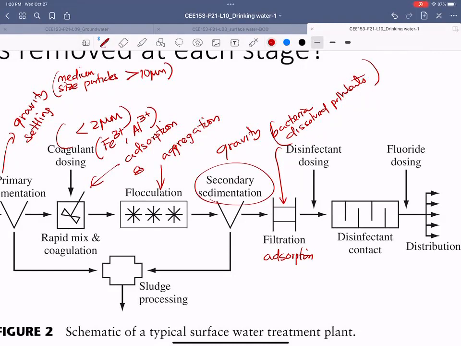So how do you do that? At this point, you add disinfectants. So disinfection is UV radiation. Sometimes people use UV light to disinfect. Sometimes people add chlorine, so chlorination, or bleach.